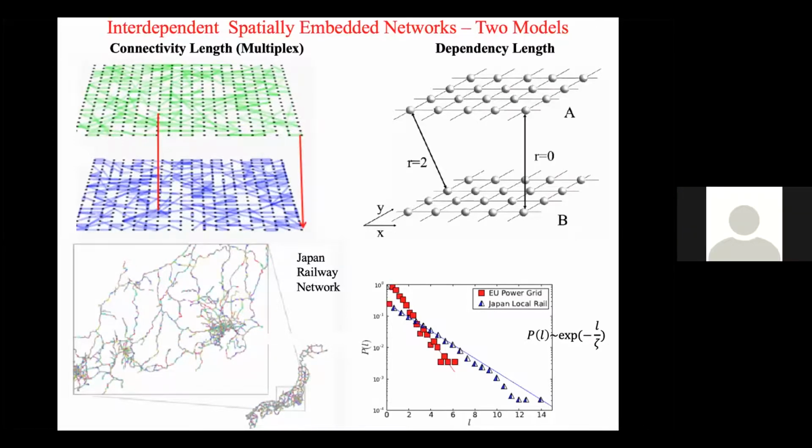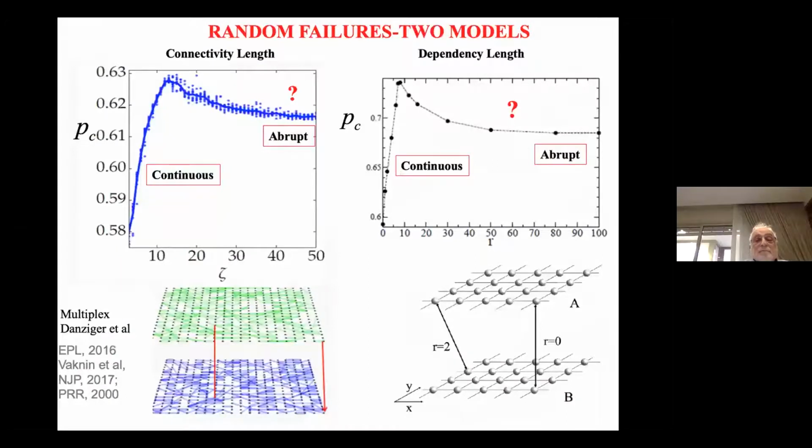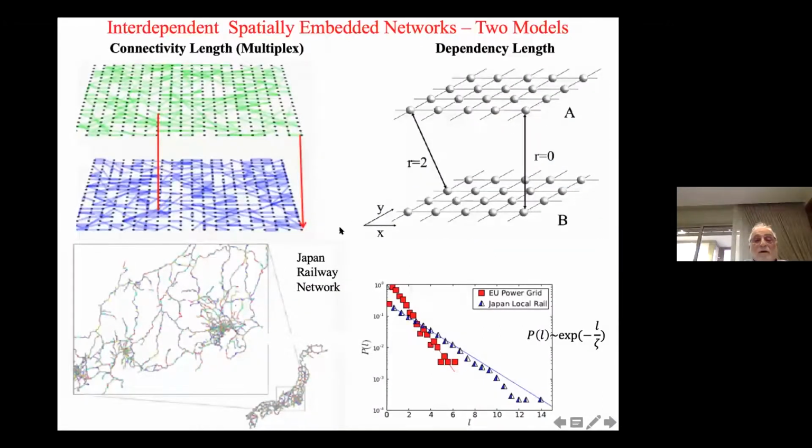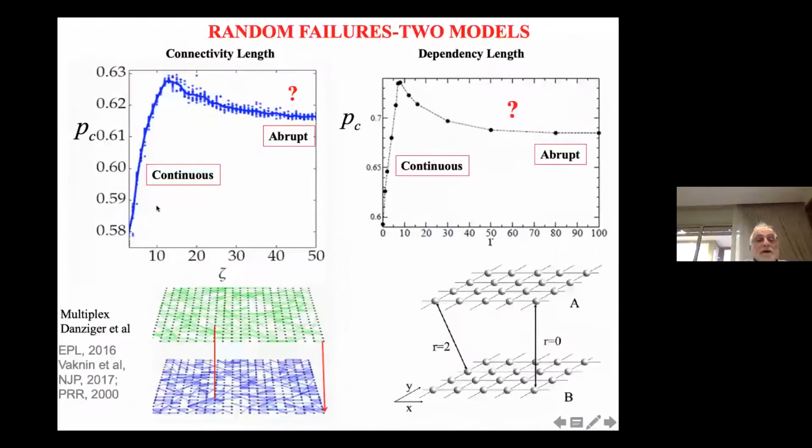If we do this in both cases, we see a very similar phase diagram. Depending on the distance r here, and depending on the length of the connectivity, we can see how PC changes as a function of zeta, the dependence of connectivity in this picture, and the dependence of r in this picture.